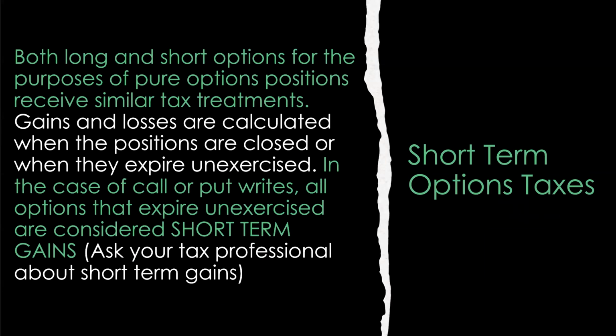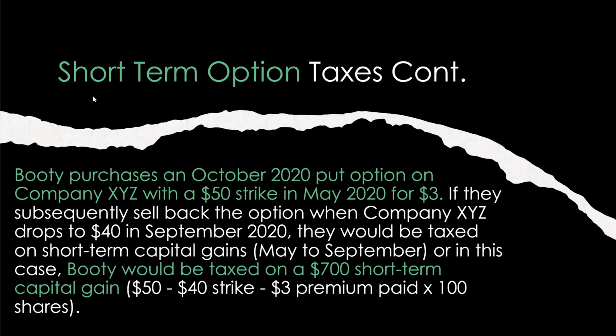Both long and short options, for the purpose of pure options positions, receive similar tax treatments. So gains and losses are calculated when the positions are closed or when they expire or exercise. In the case of a call or put, all options that expire unexercised are considered short-term gains. Ask your tax professional about short-term gains, but this is how exercised and unexercised contracts work.